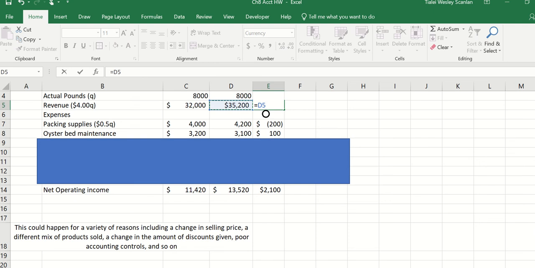So, change in selling price. Maybe we have markups, we have more demand for our product, and so might as well charge more if the customers really want this product and have a markup on our product. Maybe we're selling products that are priced more, so the product mix is different. Other factors could be the amount of discounts given, poor accounting controls, and so on.